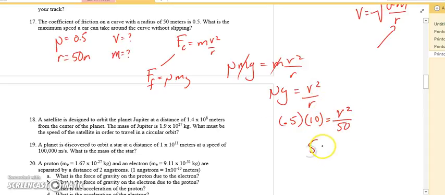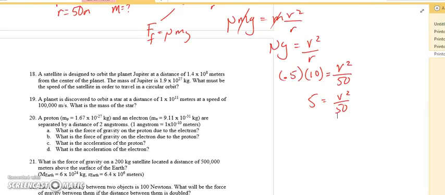Multiply this, you get 5 is equal to v squared over 50. Multiply both sides by 50, and we get 250 equals v squared, and the square root of that is 15.81 meters per second.